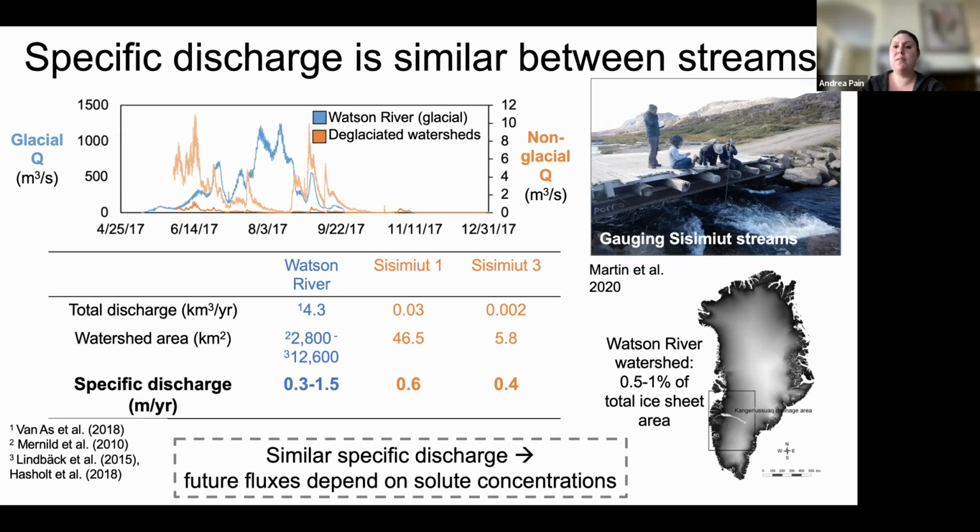The fact that we have similar specific discharge between streams suggests that as the ice continues to retreat, future fluxes will depend more on the concentrations of solutes than on the actual amount of water flowing through these systems.